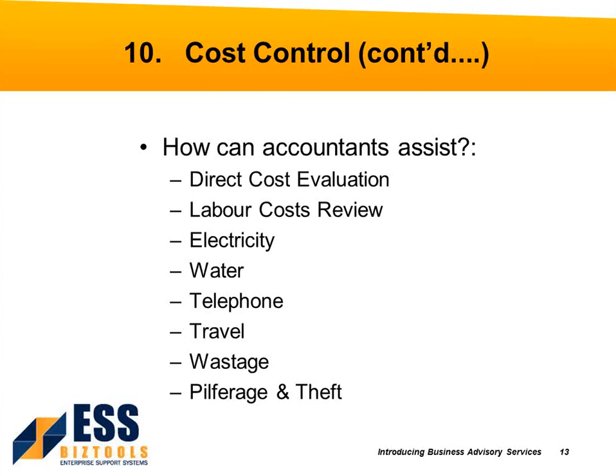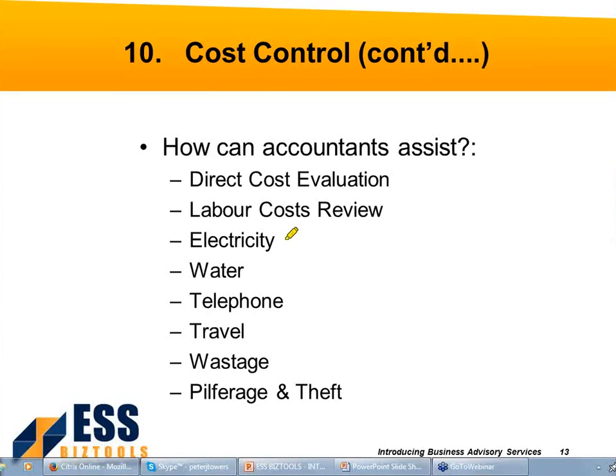And what's the situation on labour costs? Are they reviewing it? Are they incorporating all of the costs of labour, such as the labour on-costs, in any quotations that they're issuing? Then you've got these other key costs that are happening all the time: electricity, water, telephone. Have they introduced procedures to try to minimise those costs? Travel. Are there strategies to remove travel costs or to reduce them?